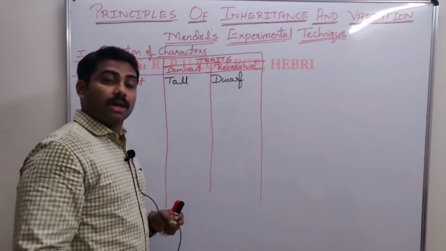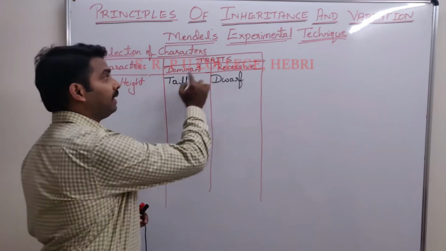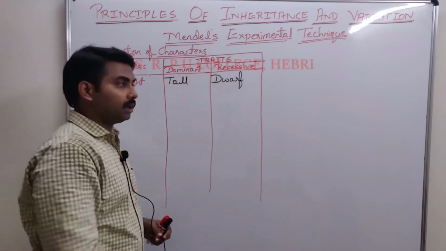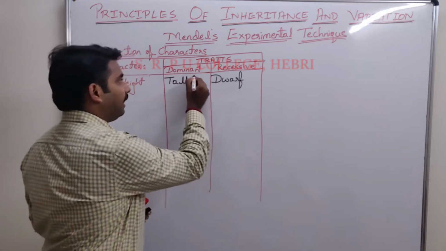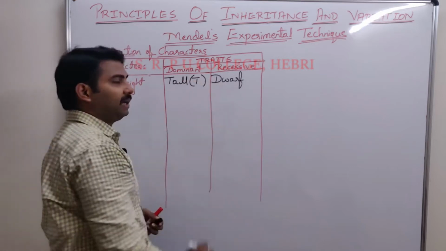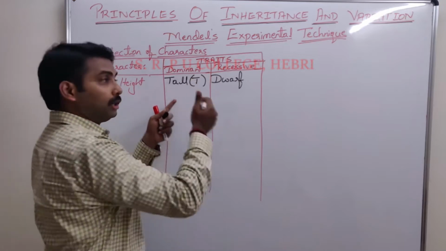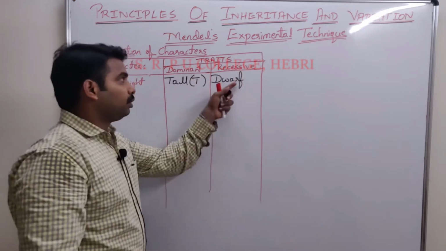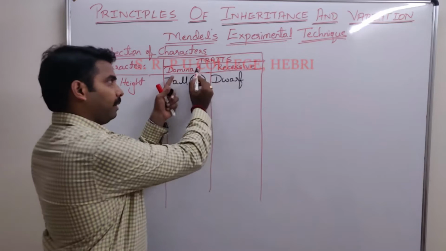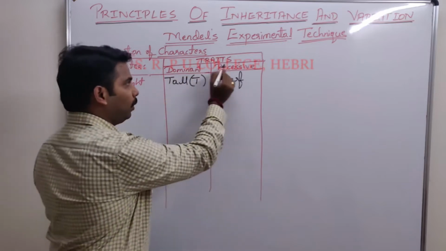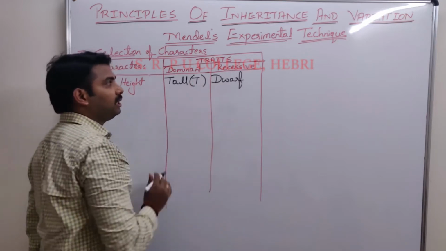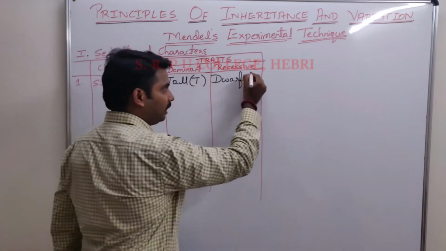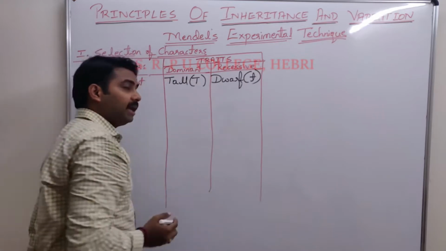Stem height. Stem height was available in how many traits? 2 traits. One was tall, another one was dwarf, and it is represented by capital T. Tall is a dominant one. Dwarf is a recessive, meaning we will see later. You might be knowing that. Okay. Now, tall is controlled by a gene or a factor called capital T. Dwarf is controlled by small t.